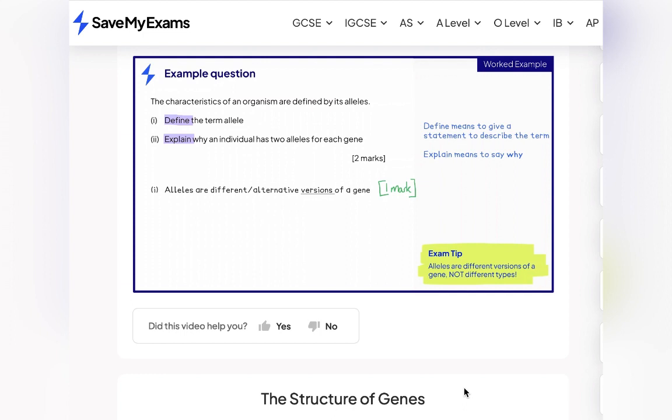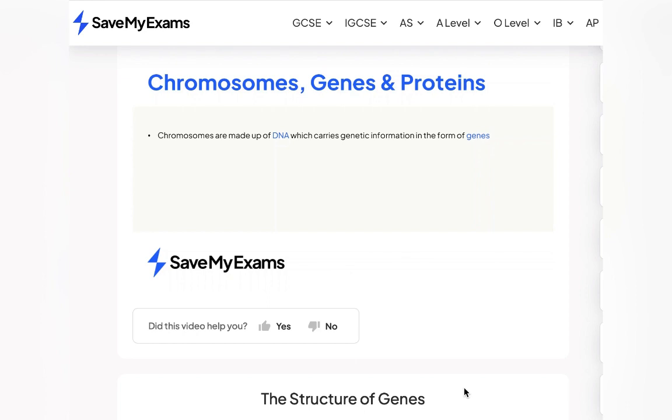The reason that an individual has two alleles for each gene is that they inherit one allele from each parent. Remember that half your genetic material or chromosomes are inherited from each parent. In summary, chromosomes are made up of DNA which carries genetic information in the form of genes. Alleles are different versions of a gene, and each allele gives a set of instructions for the specific protein to be made by the cell. Proteins produced by a cell and organism determine the specific characteristics of that organism.